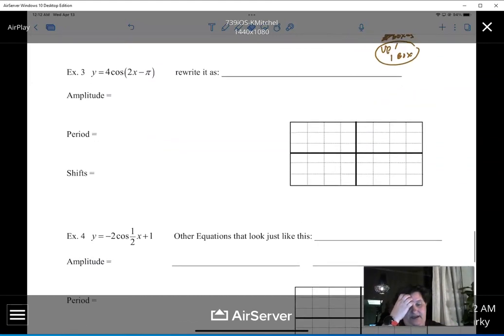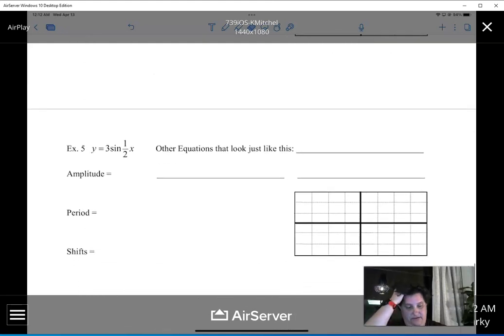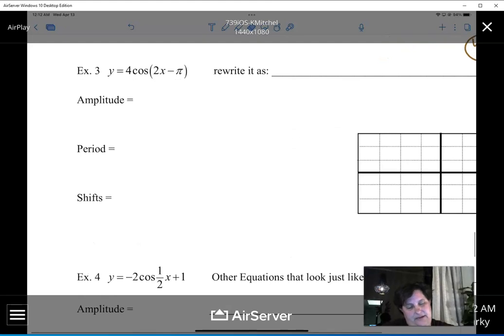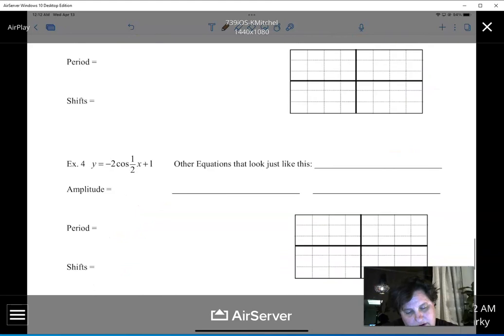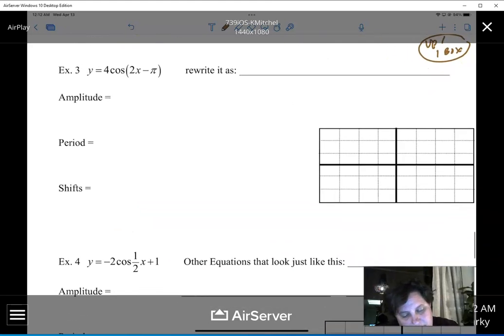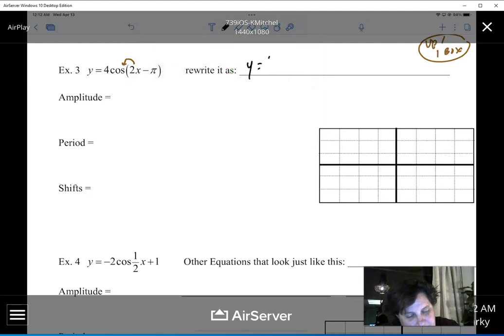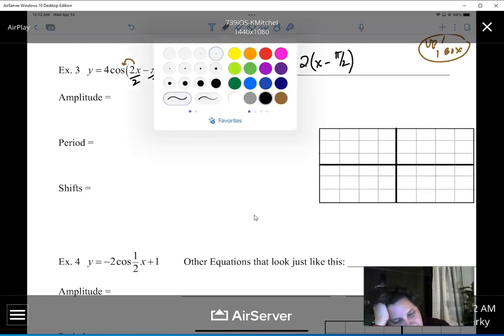Okay, let's take a look at a couple more equations here. Okay, cool. We're on to cosine now. Check it out. If I bring the 2 out, I'm going to rewrite it as 4 cosine 2, and then it's x minus. Now, if I'm dividing both these by 2, I get pi over 2. All right, so check this out.